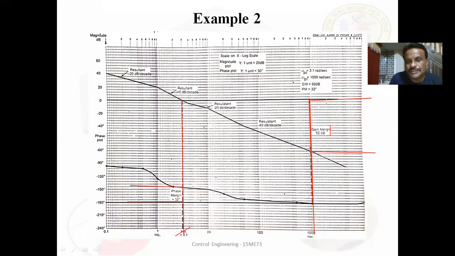Sign convention: gain margin below the 0 dB line is positive. Here the phase margin is above this line, so it is positive. So the gain margin is 92 dB and the phase margin is 32 degrees. Both are positive, so the system is said to be stable. In other words, the gain crossover frequency is less than the phase crossover frequency, hence the system is stable.